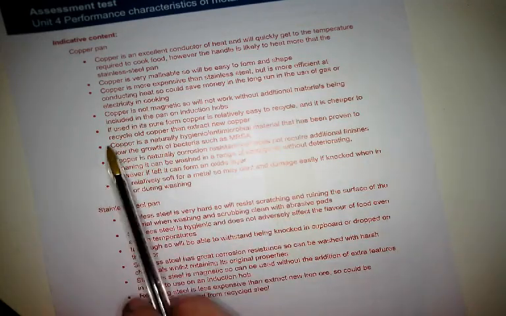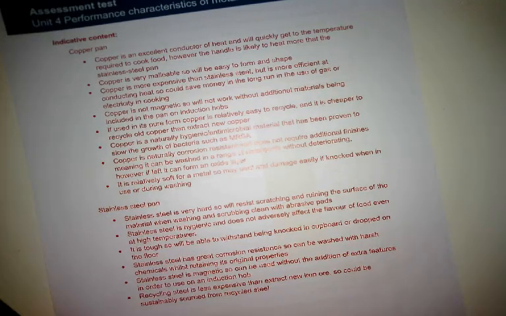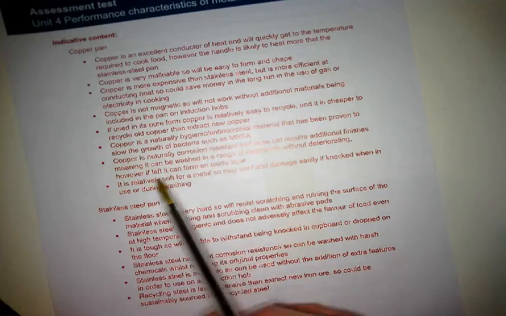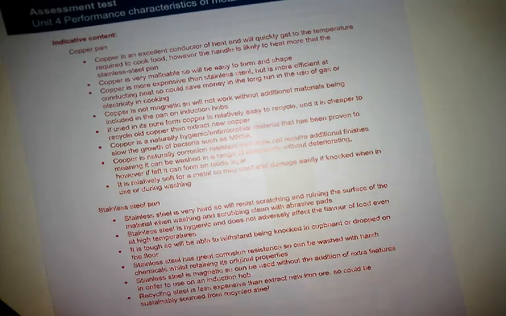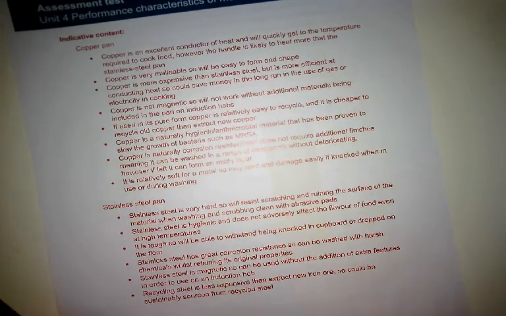Copper is a naturally hygienic antimicrobial material. It's been proven to slow the growth of bacteria such as MRSA. Okay, so that's quite a nice one. You get those bracelets made from that to kind of get rid of these bacteria and what have you. Natural corrosion-resistant material does not require additional finishes, meaning it can be washed in a range of detergents without deteriorating. However, if left, it can form an oxide layer, so you can get slight kind of discoloration. Relatively soft for a metal, so may dent and damage easily if knocked when in use or during washing.